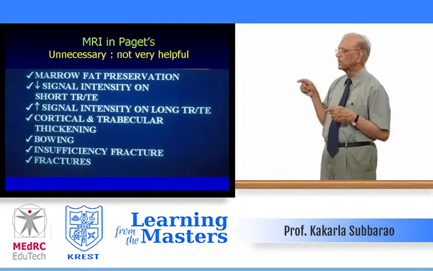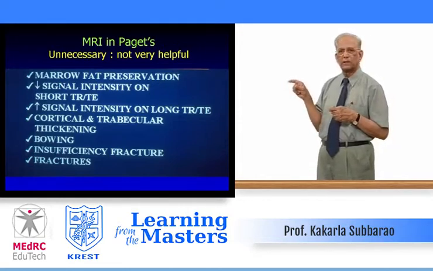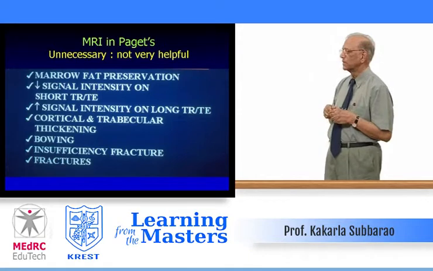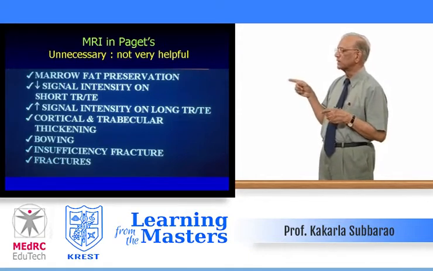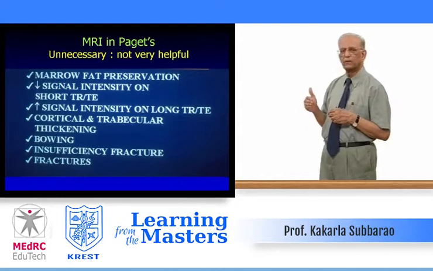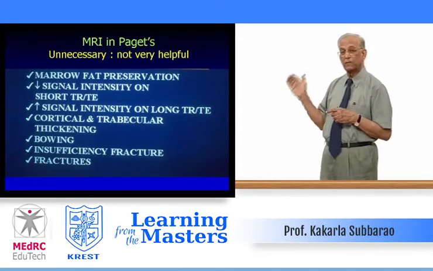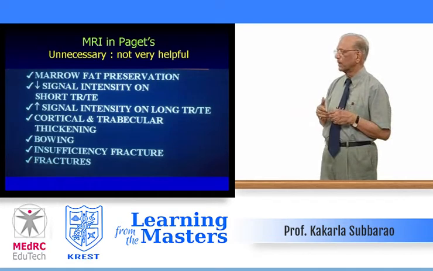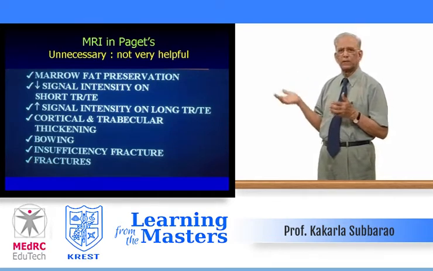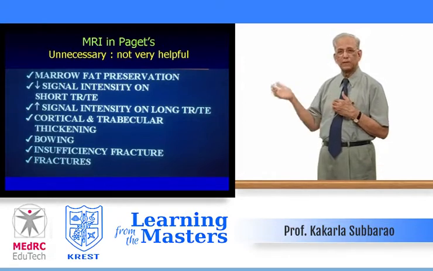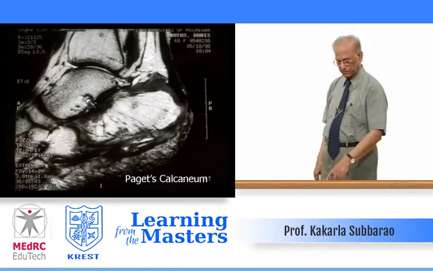There is decreased signal intensity on short TR or TE phases, increased signal intensity on long TR-TE, cortical and trabecular thickening, you could see, bowing, and insufficiency fractures. We said incremental fractures or insufficiency fractures you can identify. And real fractures, of course, you don't need an MRI to study the real fractures, but subtle fractures you can identify by MRI.